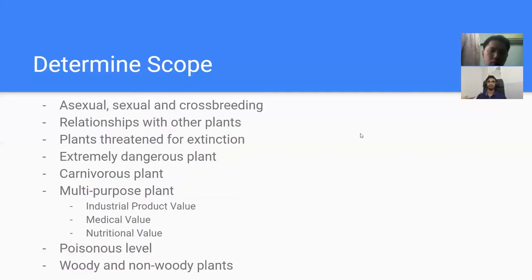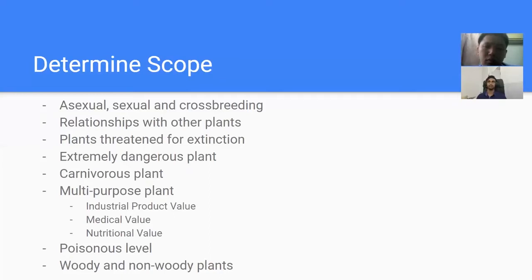Plants can also reproduce asexually, sexually, and by crossbreeding, which will produce a hybrid plant. Our ontology will also model these plant characteristics to illustrate how plants are reproduced. In addition to that, plants can also have relationships with each other in the form of epiphyte, where a plant grows upon another plant merely for physical support, and parasite. This will also be modeled in our ontology.